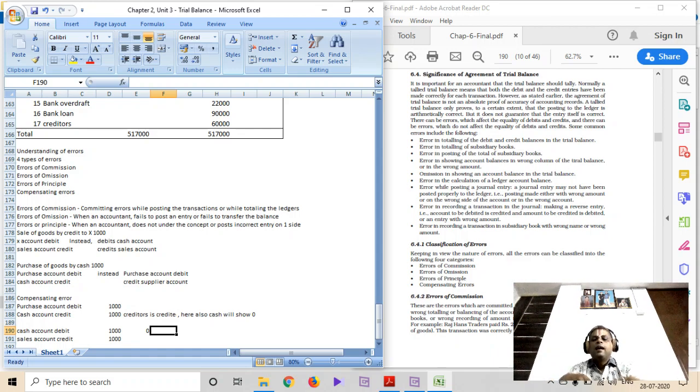So when we prepare a trial balance and books of accounts, this error will not be noticed. When you look at the cash balance, it will actually match, because we have received 1,000 cash and we have paid 1,000 cash. What will happen is when you scrutinize the subsidiary books, the creditors ledger and the debtors ledger, then this error will come out. So this is a compensating error. On the face of it, in the trial balance, this error will not be seen.